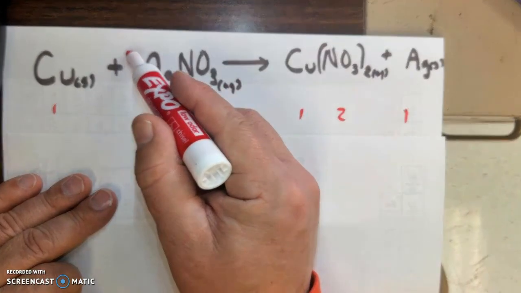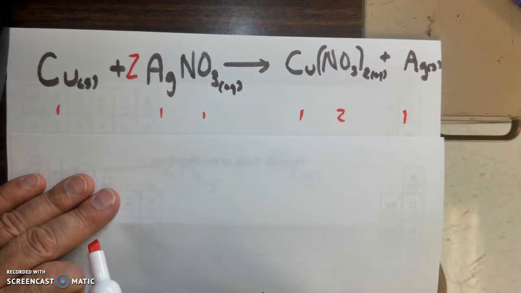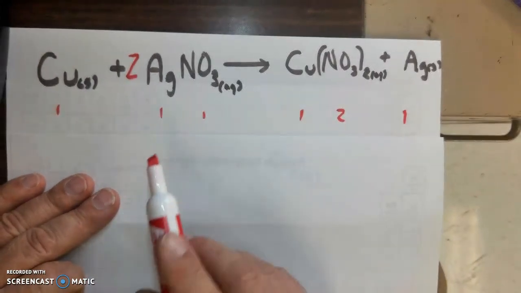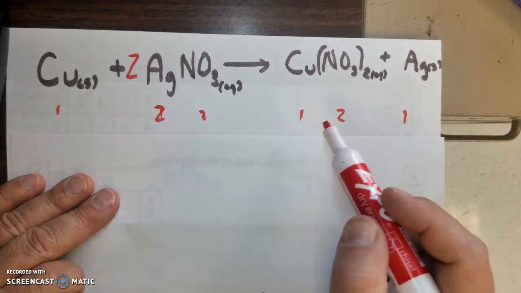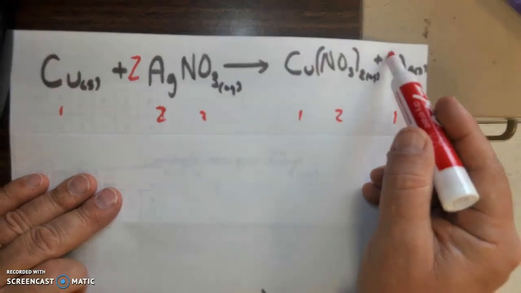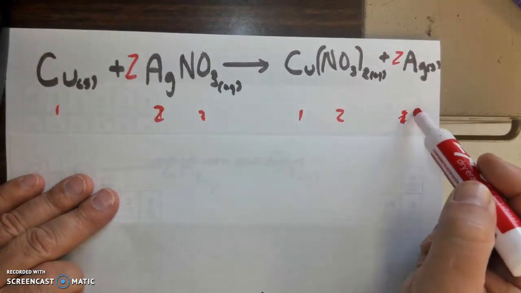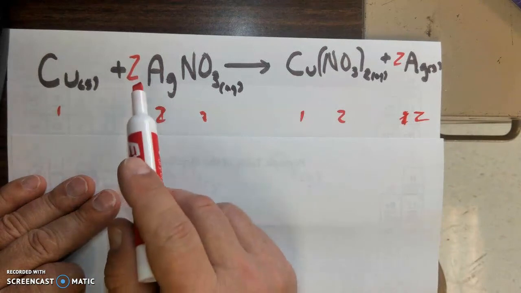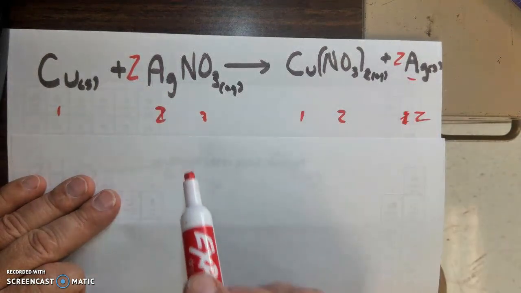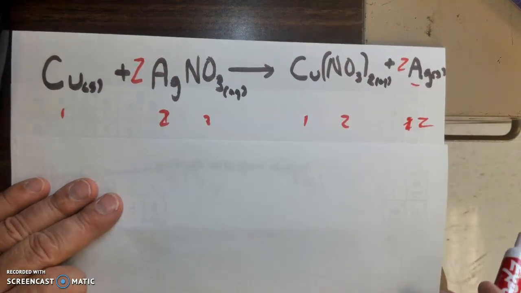I would have put a coefficient of 2 right here. And then I also have to take care of my silver discrepancy because now I have 2 of those. So I'm going to put a 2 right here. And that changes that to a 2. And I'm balanced. 1 copper, 1 copper, 2 silvers, 2 silvers, 2 nitrates, 2 nitrates.